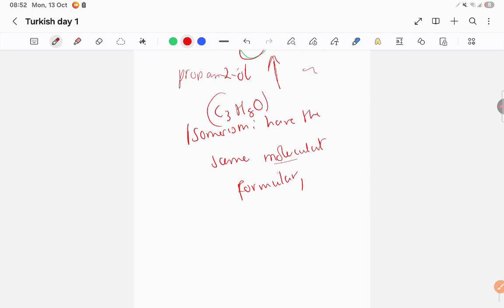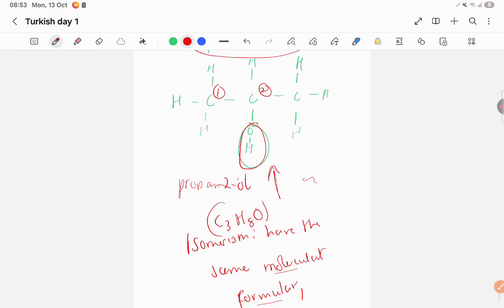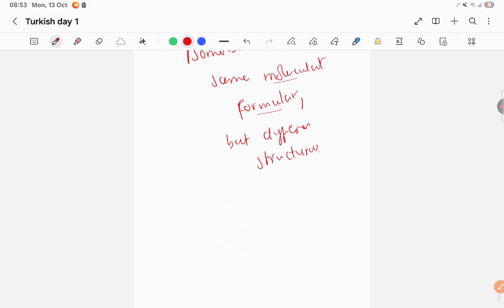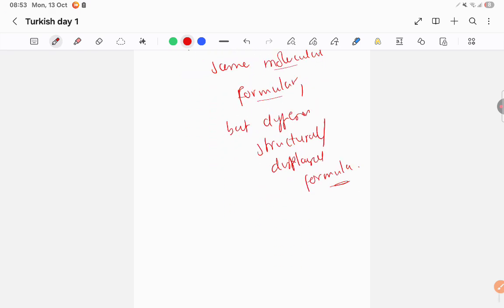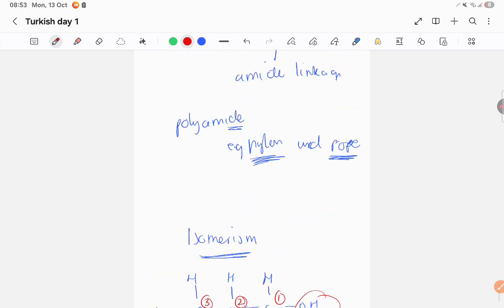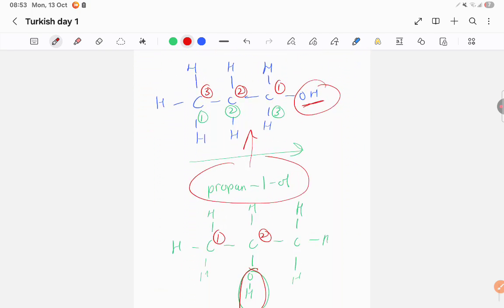So they have the same molecular formula, but different structural formula. The formula you draw out, like with the lines like this, is called the structural or displayed formula. All right. They have the same molecular formula but different structural or displayed formula. That is what we mean by isomerism.